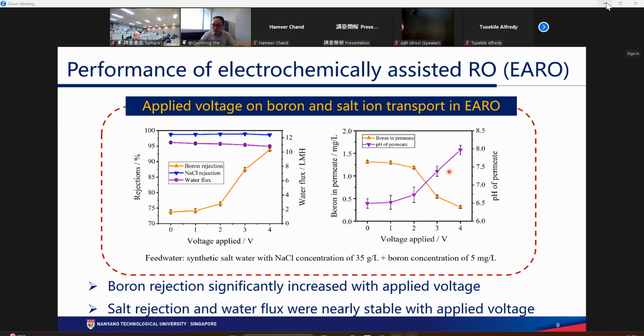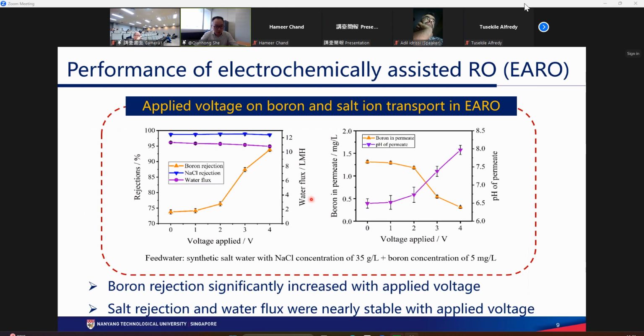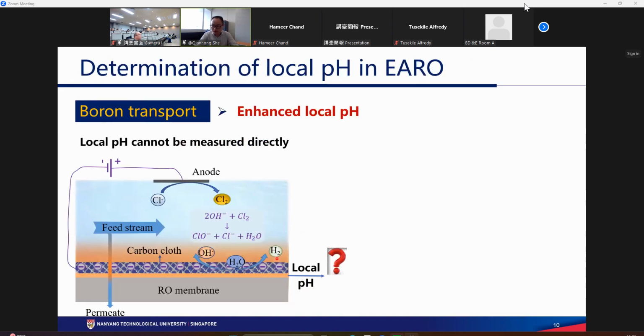And meanwhile, you can observe that in the permeate, when the applied voltage in the electrochemical system increases, the permeate pH also gradually increases. This suggests there are hydroxide ions produced in the feed side that also transport through the membrane and increase the permeate pH. And here, look at the salt rejection and also the water flux. It is relatively stable during the operation under different voltage. So this means that if we integrate the electrochemical system together with our desalination process, the desalination efficiency will be maintained. And meanwhile, we can improve the boron rejection. So as I mentioned just now, this is because of the increase of the local pH on the membrane surface. So the question is, what will be the pH at different voltage?